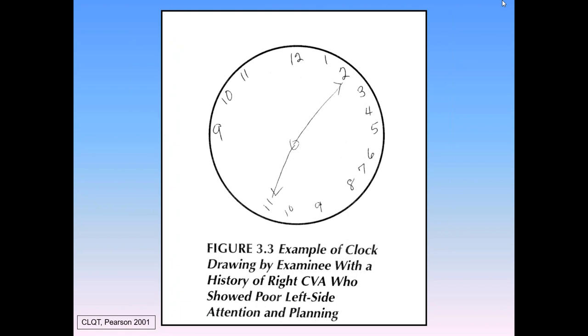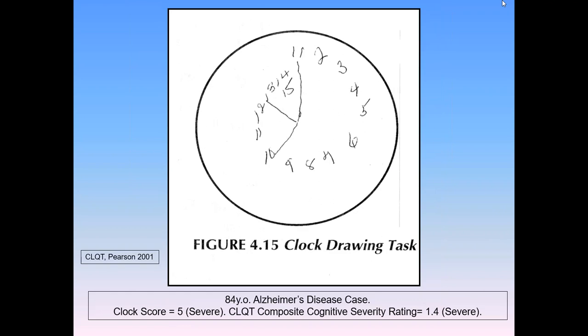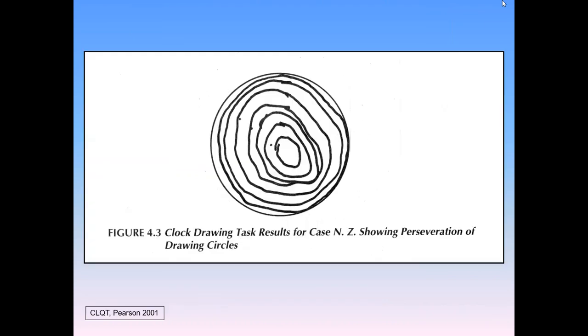And this is a right CVA, poor planning on that left side. Here's somebody with a left CVA and aphasia who had difficulty with drawing the numbers, but went all the way around the clock properly. If we look at the 6 and the 3 and the 9, the spacing is pretty good. And here's another case of an 84-year-old with Alzheimer's disease. And you can see pulled to the 10 and the 11, even though they're not sitting next to each other, so pulled by just the thinking about the number 10.